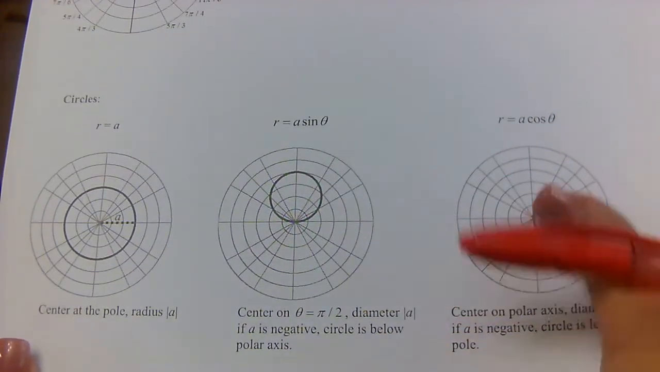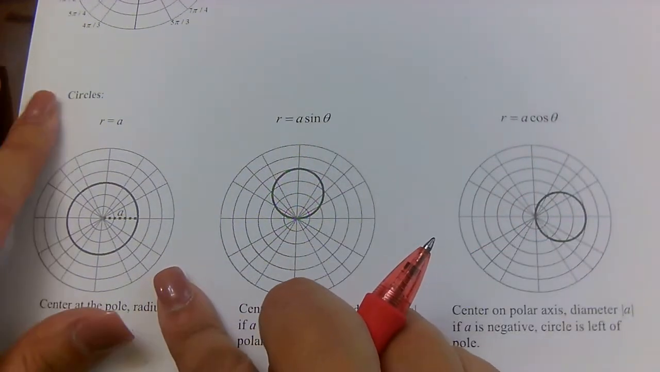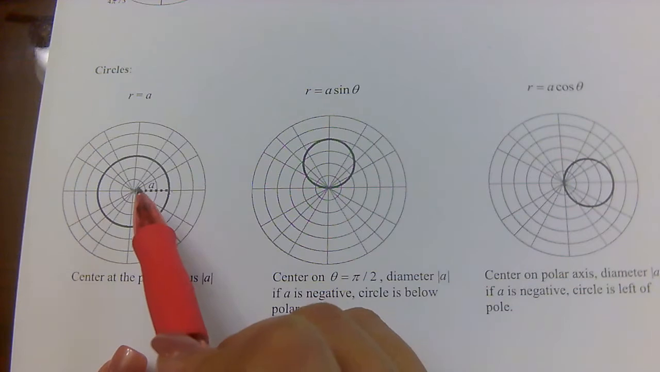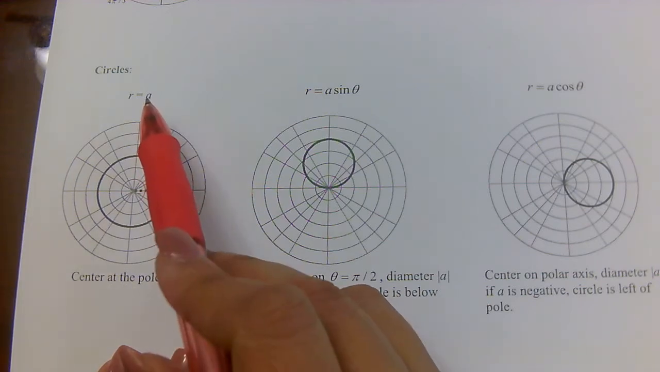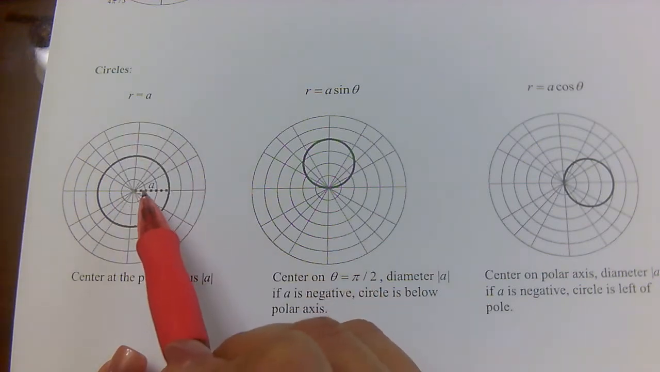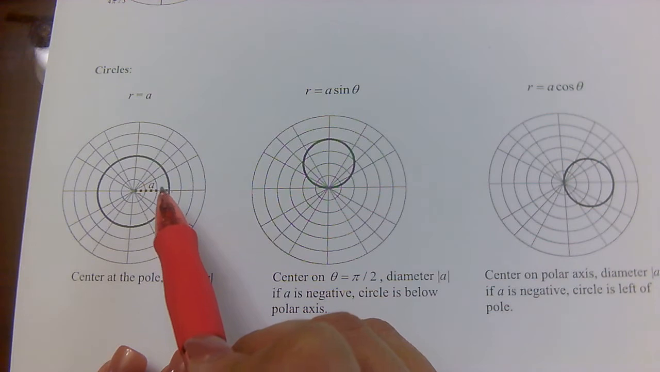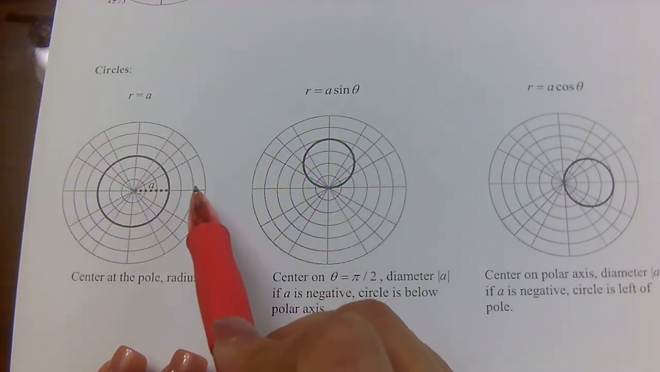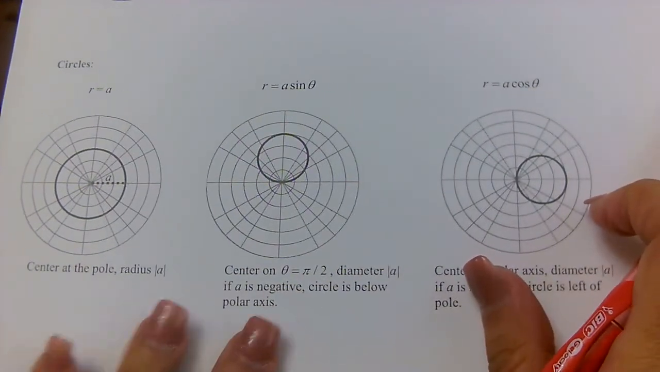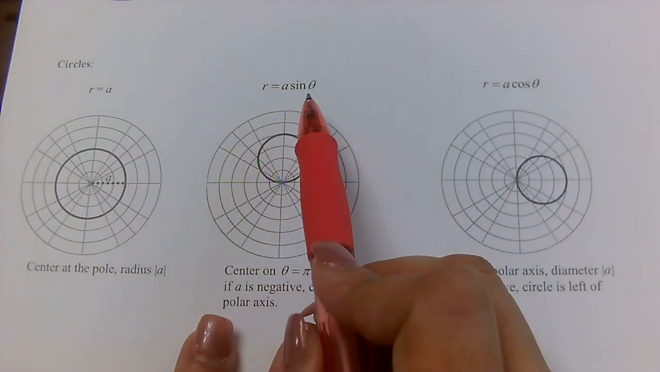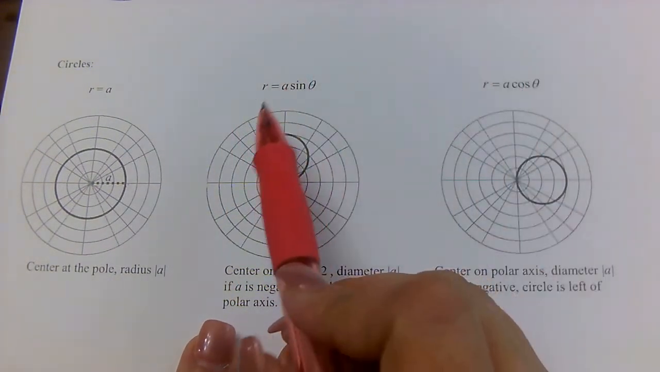All right, so let's look at some of these examples. When we're looking at our circles, we're going to start at the pole, which is our 0, and we're going to go out the number of units of whatever A is. So if A is 3, we're going to go out 1, 2, 3 units. Okay, if A is 5, we go out 5 units. And the center will be at the pole.